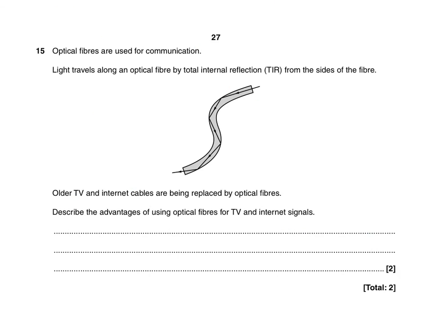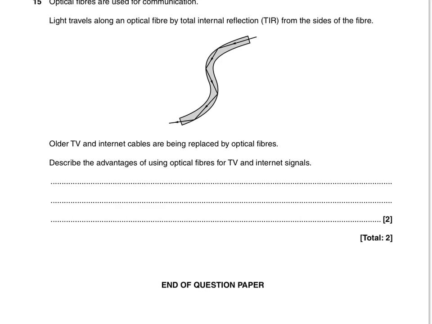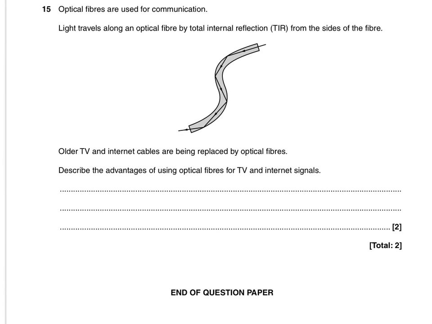Here it comes. Right, optical fibres are used for communication. Light travels along an optical fibre by total internal reflection from the sides of the fibre. Older TV and internet cables are being replaced by optical fibres. Describe the advantages of using optical fibres for TV and internet signals. So there's 2 big reasons here. Yeah, you should remember them from class.